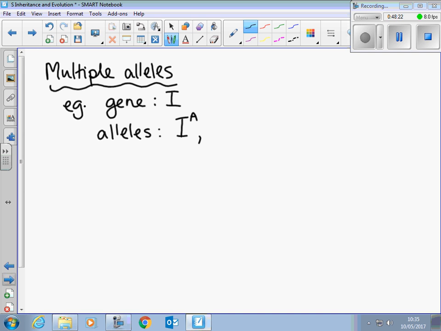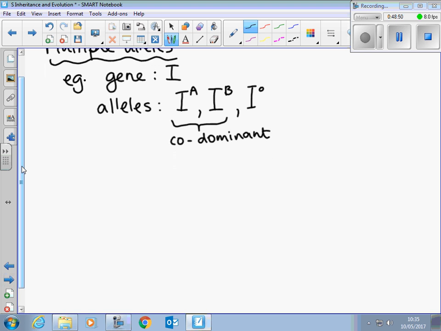So your alleles are the I with the superscript A or B, and those are uppercase because they are codominant. The other option is an I with a lowercase o, because that's recessive. Okay, so these are codominant. Now, from these three, we've got various possible genotypes, and from that, the phenotypes, haven't we? So, let's do ourselves a little list.